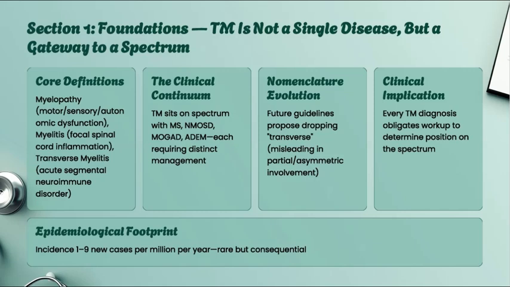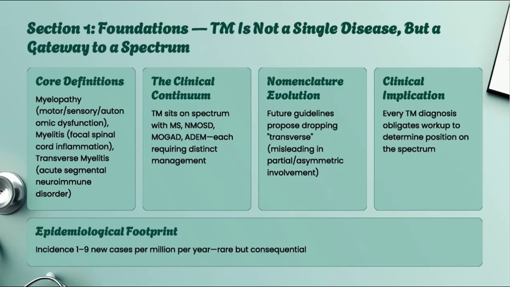However, an important modern concept is that acute transverse myelitis is often not the final diagnosis. Instead, it is better understood as a clinical presentation within a broader neuroinflammatory spectrum. That spectrum includes multiple sclerosis, neuromyelitis optica spectrum disorder, or NMOSD, MOG antibody-associated disease, or MOGAD, and acute disseminated encephalomyelitis, or ADEM. Each of these conditions has distinct immunopathology, prognosis, and treatment implications.